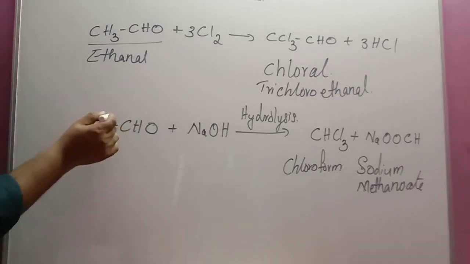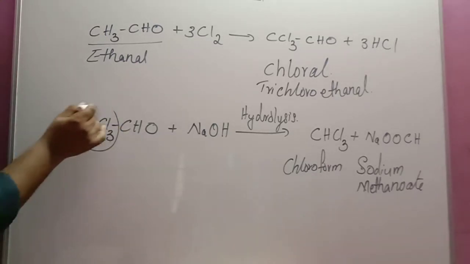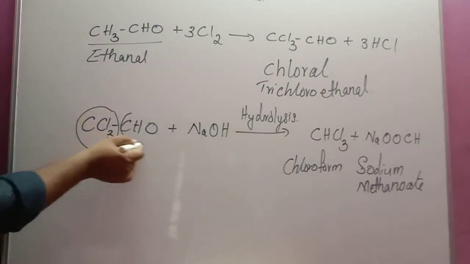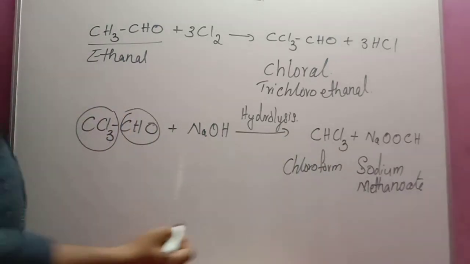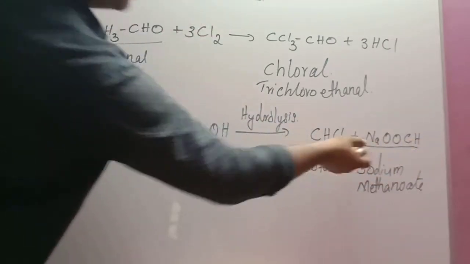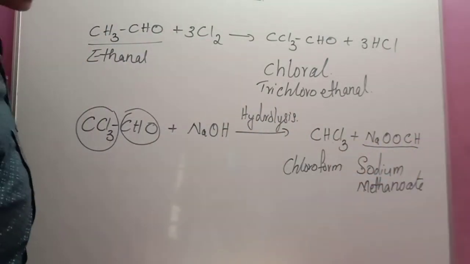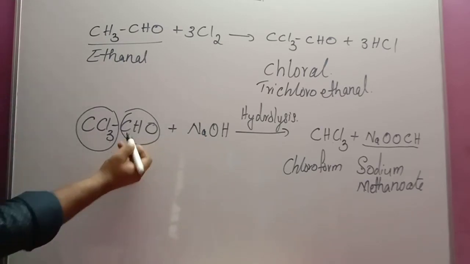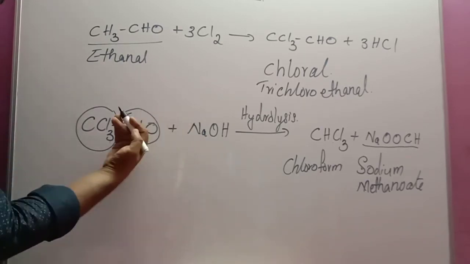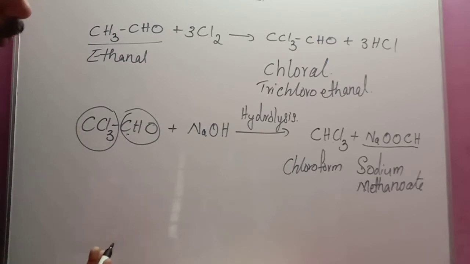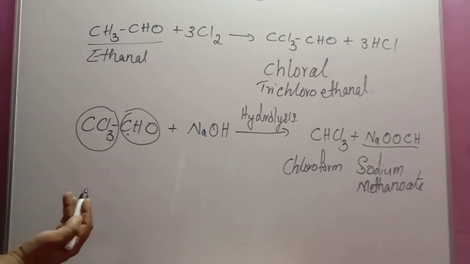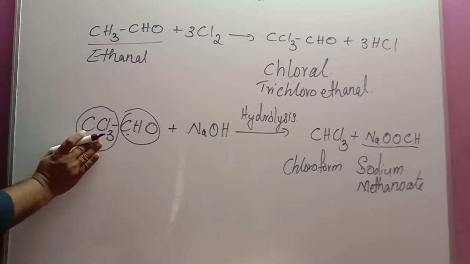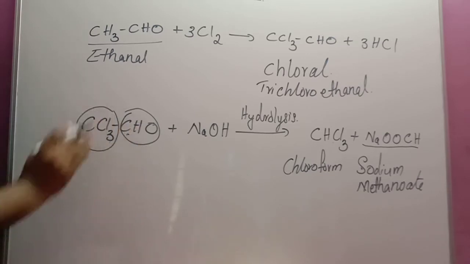You can see that the portion that was CCl3 becomes CHCl3. The CHO part or the carbonyl group becomes a carboxylic acid, and the carboxylate ion then reacts with the sodium, forming a salt. So here there is only one carbon in this carbonyl group, and this part has only one carbon. So the product is sodium methanoate. Anyway, chloroform will be formed from that carbon that is present on one side of the carbonyl group.